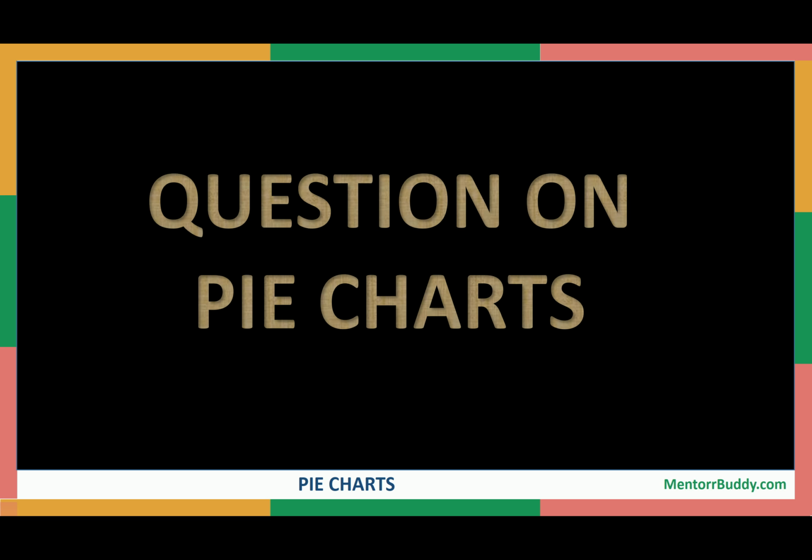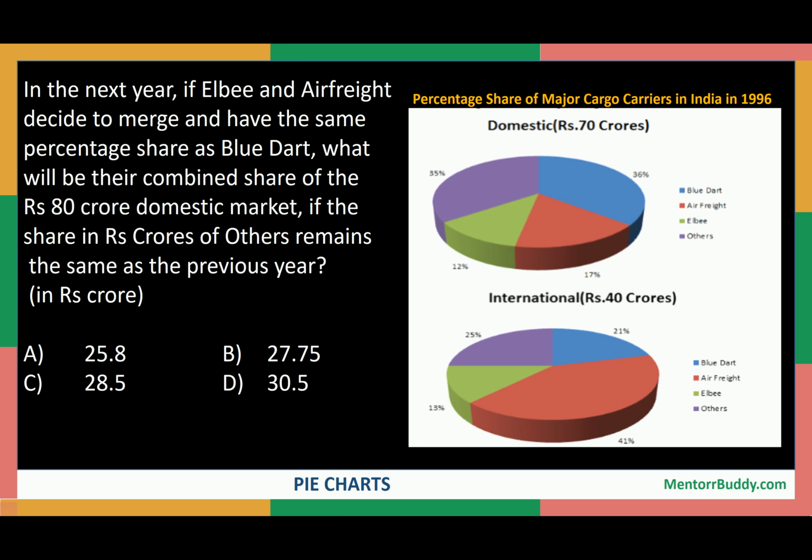Here we have a short video on pie charts. So let's quickly understand a question based on it. We can see two pie charts have been given. One is showing domestic and another is showing international, the percentage share of major cargo carriers in India in 1996. Based on these charts, we need to answer the question.